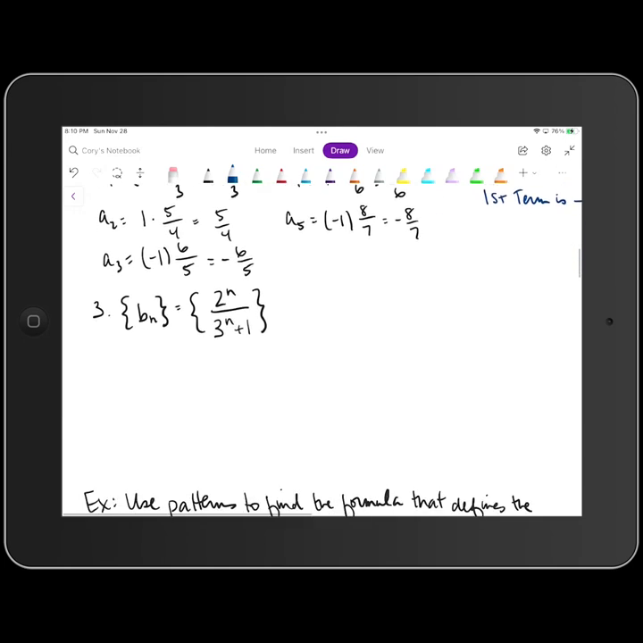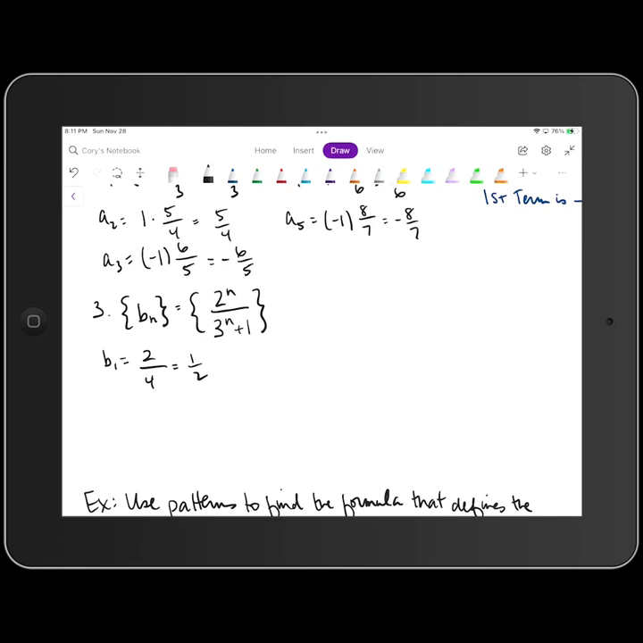Okay, so when we do the same thing for number 3, our first term b sub 1, we're going to get by plugging 1 in the place of n. So the numerator is going to be 2 to the first power, which is 2. Denominator is 3 to the first power, which is 3, plus 1 is 4. 2 divided by 4 simplifies to 1/2.